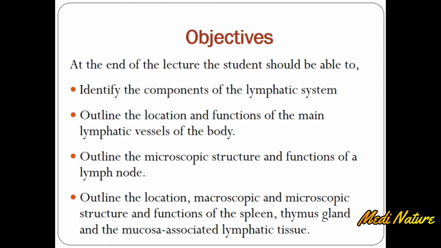These are the intended learning outcomes of this lecture. We are going to learn about the components of the lymphatic system and also the location and the functions of main lymphatic vessels in the body. And we are also going to study about the microscopic structure and functions of a lymph node. Also, the location, macroscopic and microscopic structure, as well as the functions of spleen, thymus gland, and the mucosa-related lymphatic tissue.